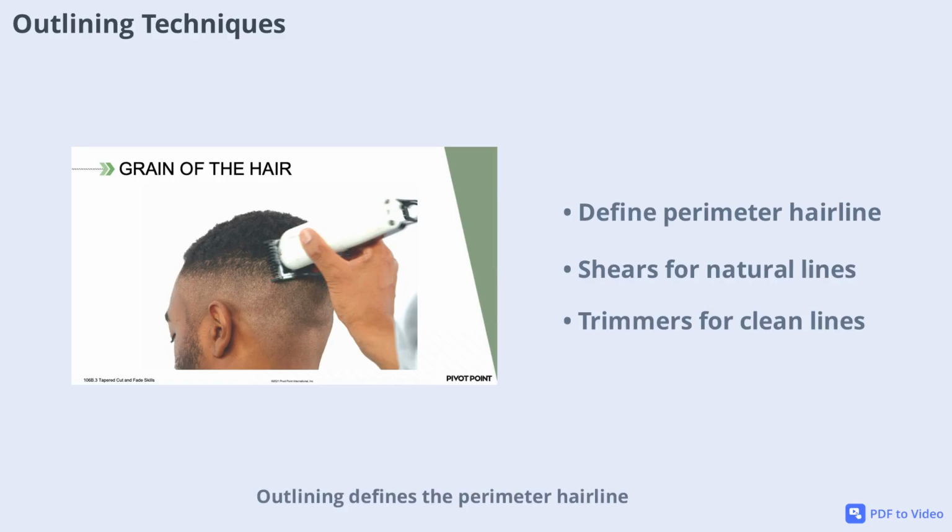Outlining defines the perimeter hairline. Using shears creates a more natural, less defined line, optimal for longer styles with little transparency. Short individual cuts with the tips of shears accommodate curves in the hairline. Trimmers or outliners produce clean, defined lines.